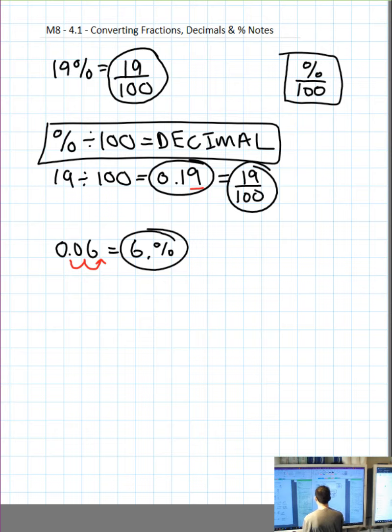Okay, what if I have 19%? And I want to convert that into a decimal? Well, 19 has a decimal right here. And I simply move the decimal 2 times to the left to be right here. And that is my decimal.